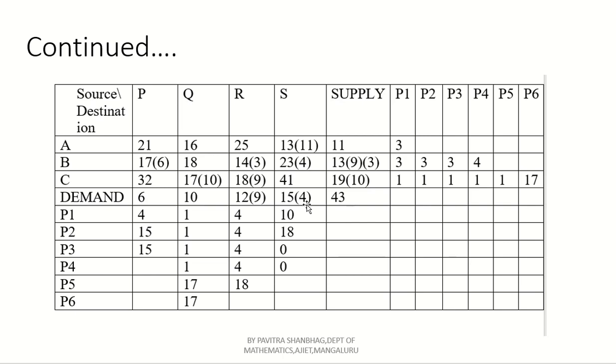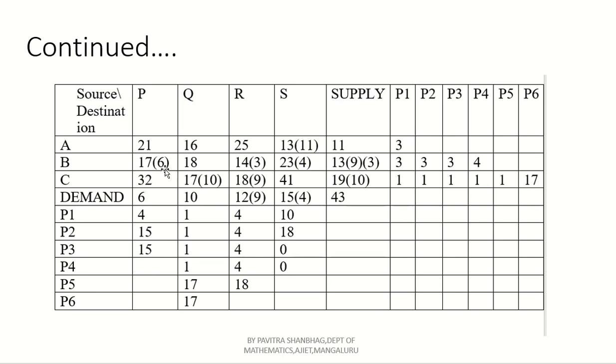Again compute the difference, that is penalty 2. You have to compute once again. Now here our first row vanished. Now compute among only the second row and third row. You should be very careful. After assigning all 11 here, this completely supply vanished. So first row you have to remove from your list. Now what we will get remaining is these two rows only.